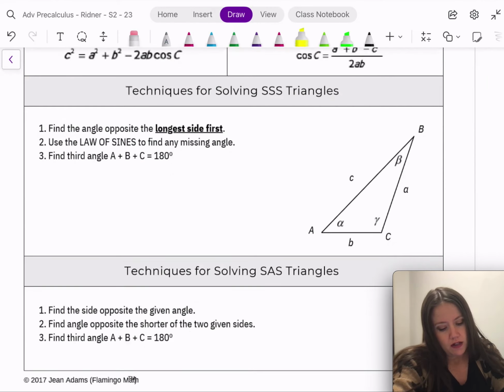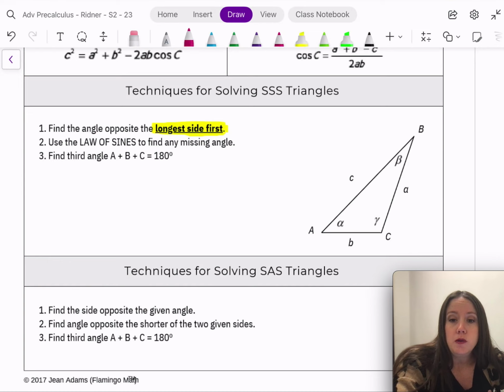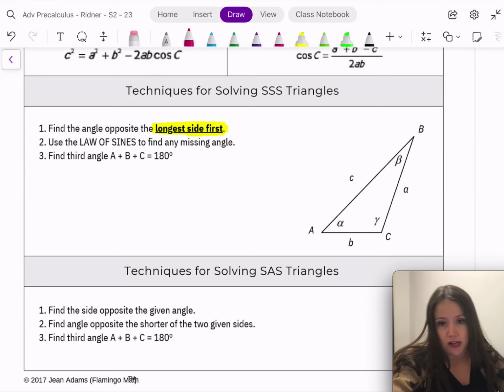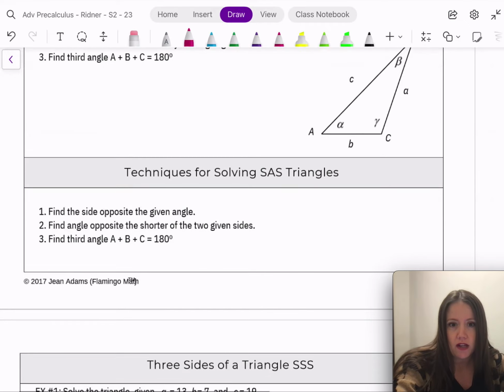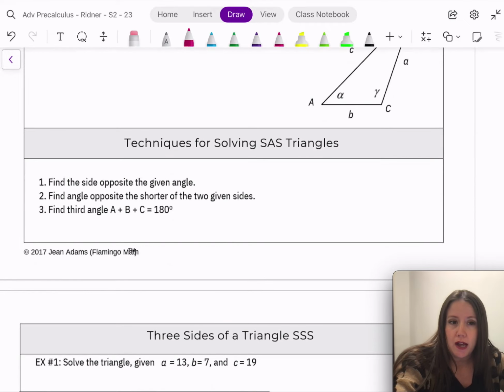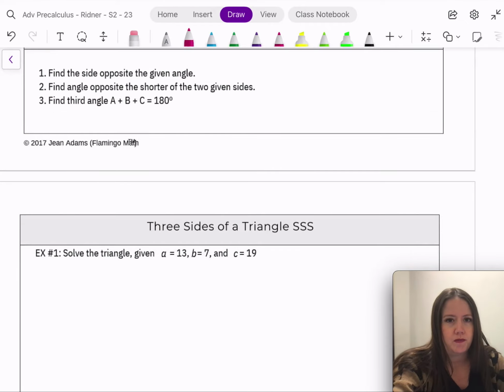If you have a highlighter, this is the most important thing I could say all day. If we are given side, side, side, you must start with the longest side first. If you were to do straight law of cosines all the way through, you wouldn't have to start with the longest side, but we often switch back to law of sines, and in order for it to work out correctly, we must start with the longest side first, okay? And then here are your steps for side, angle, side. So quickly, let's look at an example of each.